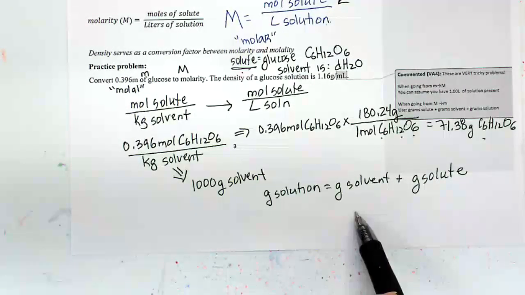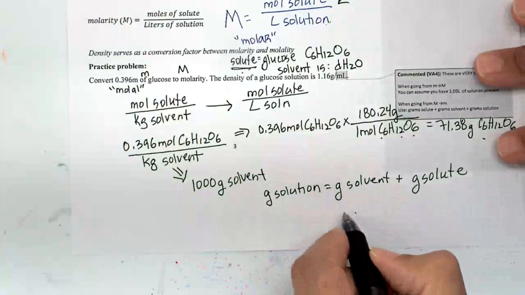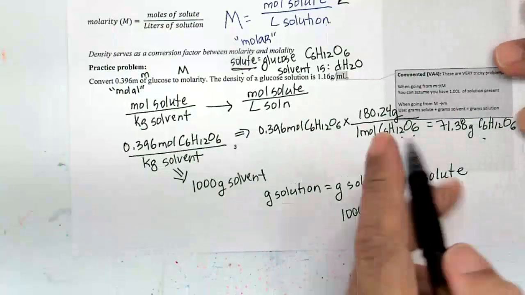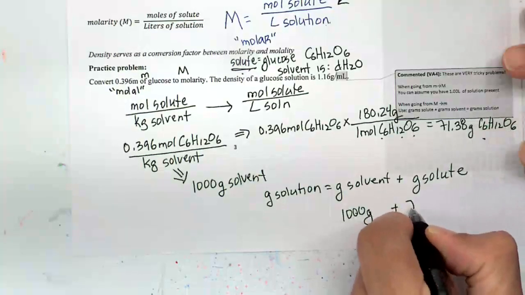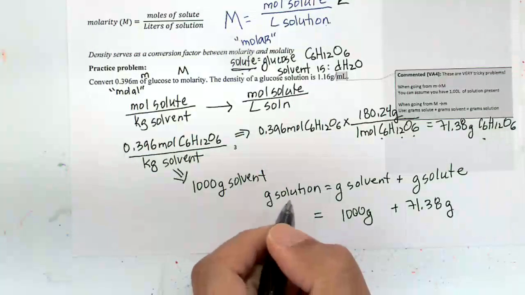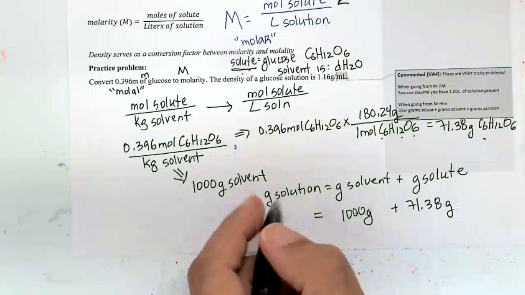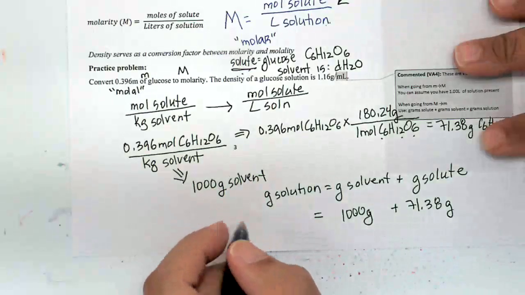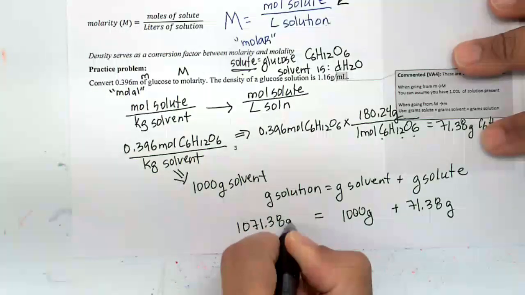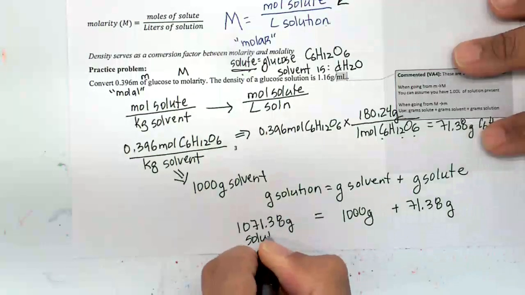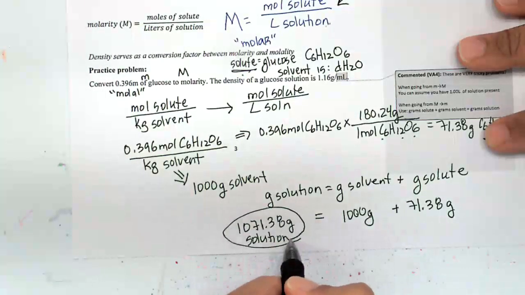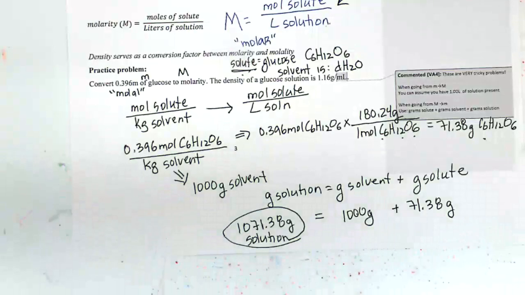Okay, so what is our grams of solvent? Very good, 1,000. What is our grams of solute? 71.38. So what is our grams of solution? 1,071.38. Very good. This is our grams of solution. All right, so we have our grams of solution.